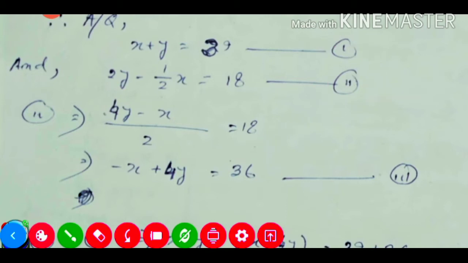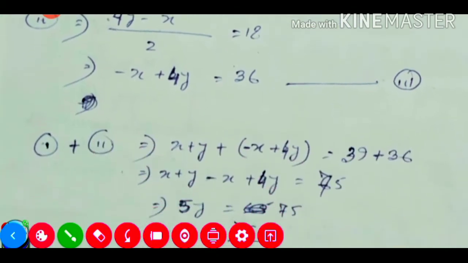So here it is, our opposite sign. One is plus, another one is minus. That means we need to do plus sign. So equation number 1 plus equation number 3. So equation number 1, this equation number 3 you need to give here. This one is not 2, it is our 3.